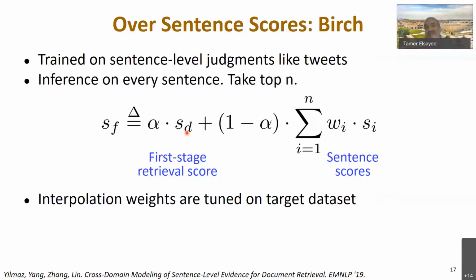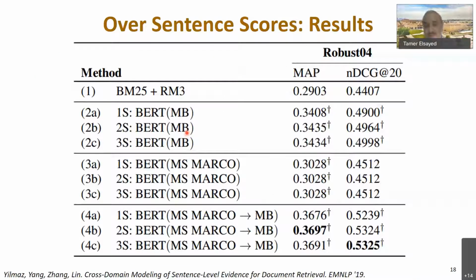Okay. Now let's see the performance. Let me first explain what this is. The rows here are named by numbers. Number 1, BM25 plus RM3. This is typical BM25 plus relevance feedback. That's the baseline, and you see here the mean average precision is 0.29, which is the lowest across all the others.